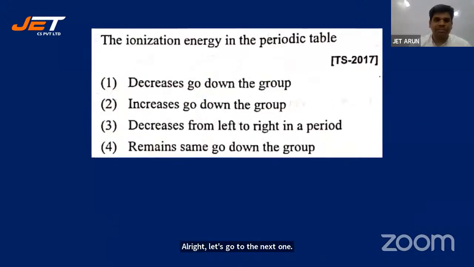The ionization energy in the periodic table decreases as we go down the group, increases as we go down the group, decreases from left to right in a period, remains same as we go down the group. Students, please type your answer in the chat box.